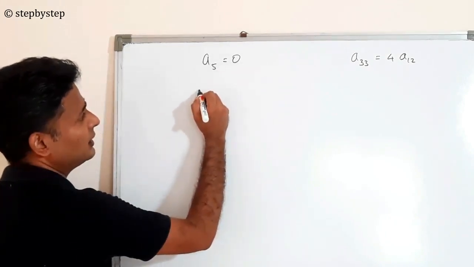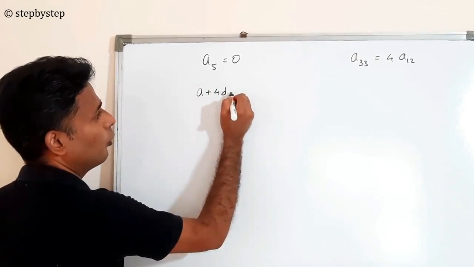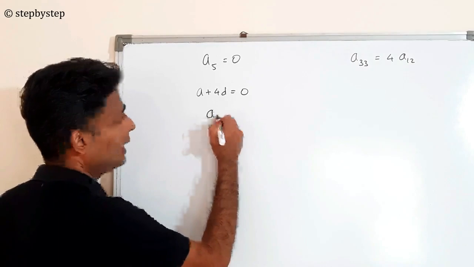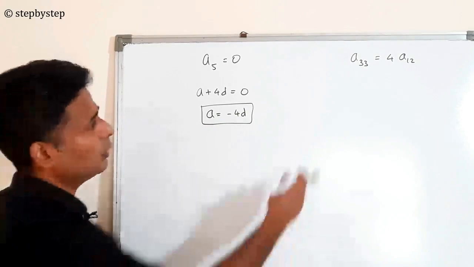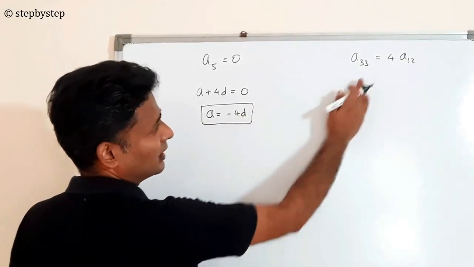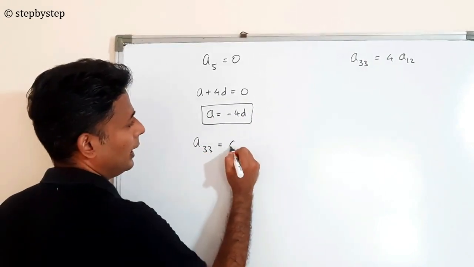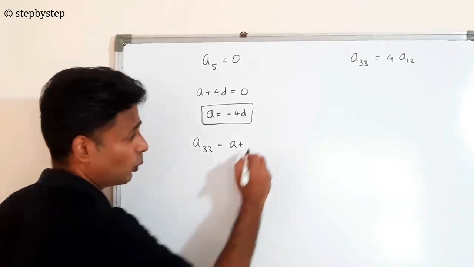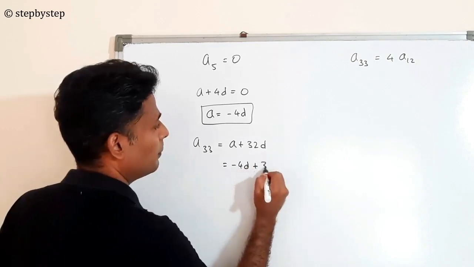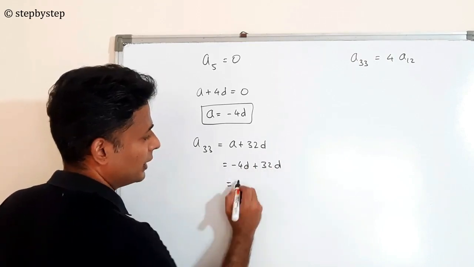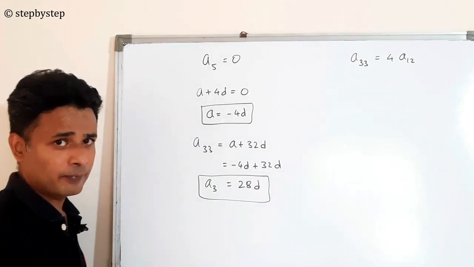So I'll apply the formula to this. A of 5 is A plus n minus 1, that is 5 minus 1, 4D equal to 0. So A equal to minus 4D. So I've got A in terms of D. Now all I'll do is substitute the value of A as minus 4D in this. So let's find A of 33, that is equal to A plus n minus 1, that is 33 minus 1, 32D. But A is minus 4D. So minus 4D plus 32D. So minus 4 plus 32 is 28D. So we have found A of 33.